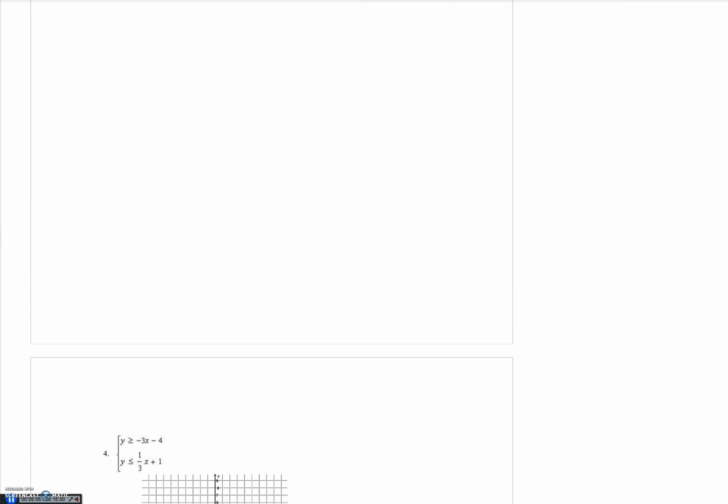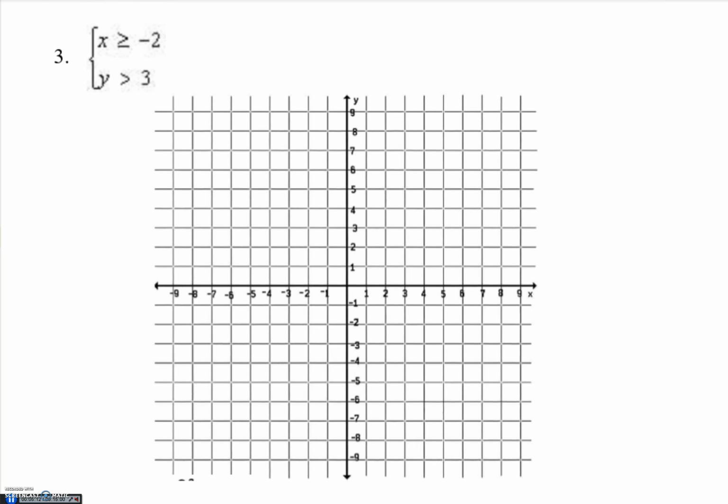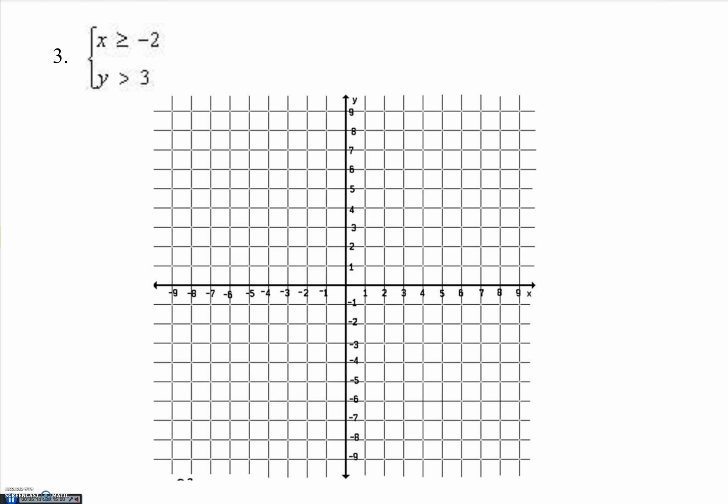Come back and do that one in a second. Oh, I guess we're going to do that one now. All right. If you recall, let's do the easy one first, actually. So we'll make that the blue line. Y is greater than 3. The line y equals 3 is a horizontal line at 3. Notice it's dotted because it is greater than.